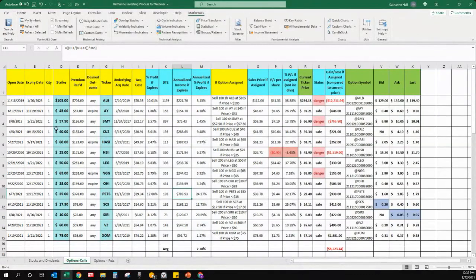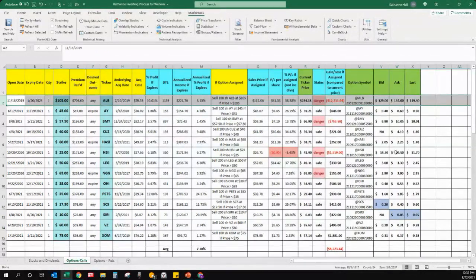If the call starts getting out of whack, let me try to explain this column S right here, where you see I'm in danger on 4 of these calls. This is basically where the current share price has exceeded the strike price. And this first one is just horrifying.